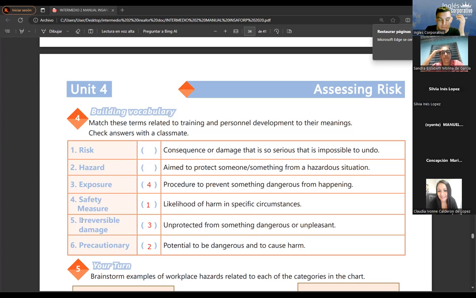Let me see, irreversible damage, consequence. Okay, and eventually, precaution, six. Okay, estamos de acuerdo todos, o alguien que se oponga. I agree or disagree? Agree. Okay, that's right. Here you have the result. Aquí tenemos el resultado. The result.